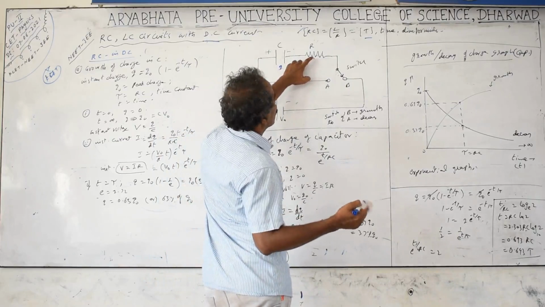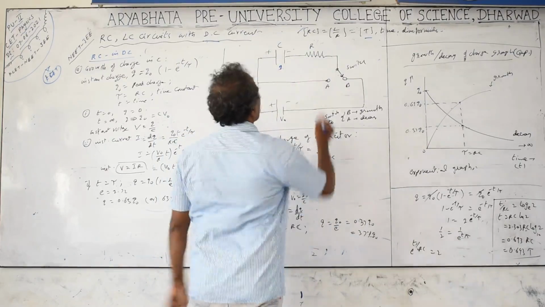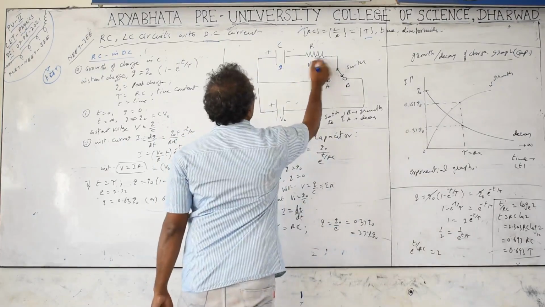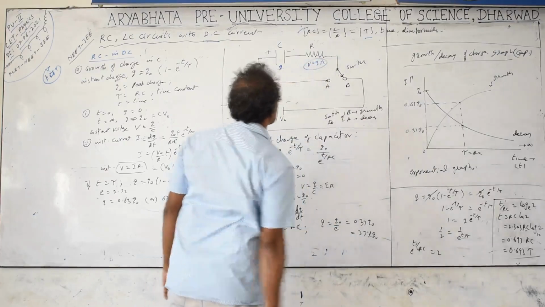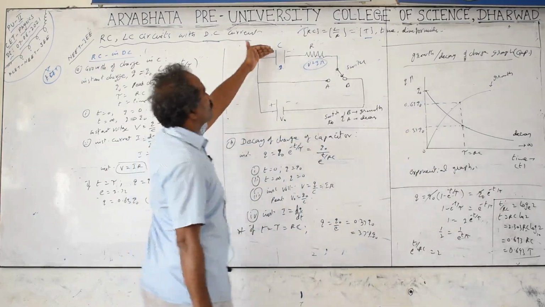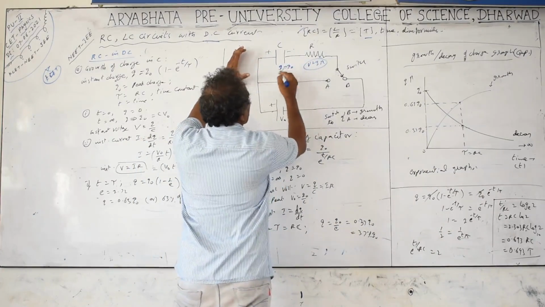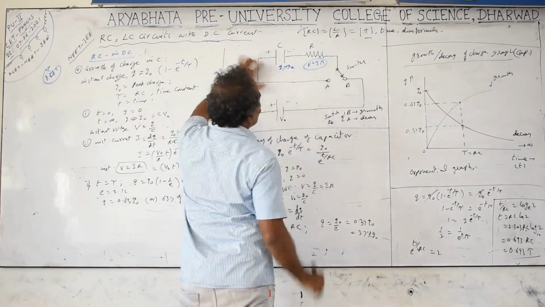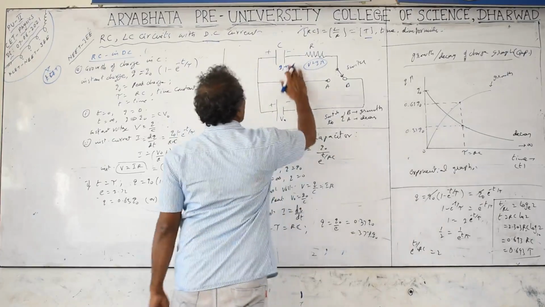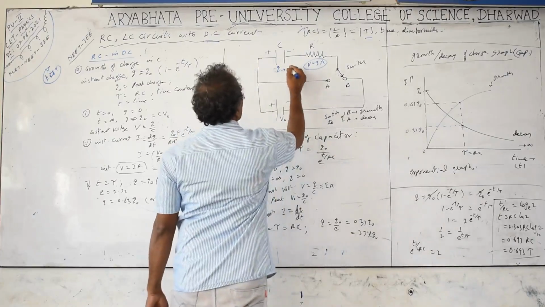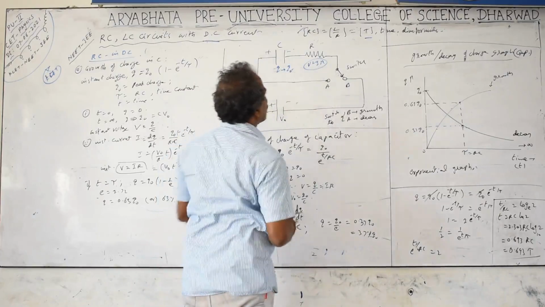The voltage across this resistance is related by V equal to IR. But after a long time, what happens? After a long time the charge is completely stored on the capacitor. The charge becomes equal to Q naught. This is the maximum charge. Q naught, or Q peak, or Q maximum, we take.